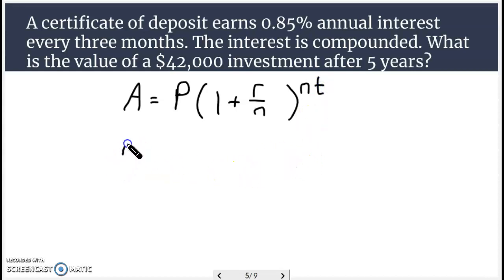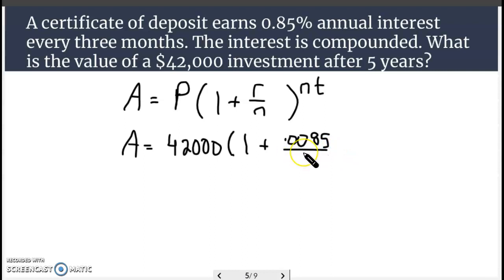Alright, so let's plug in our values here. The principal amount, the original amount we invest, $42,000. 1 plus the rate, now 0.85% is really 0.0085.